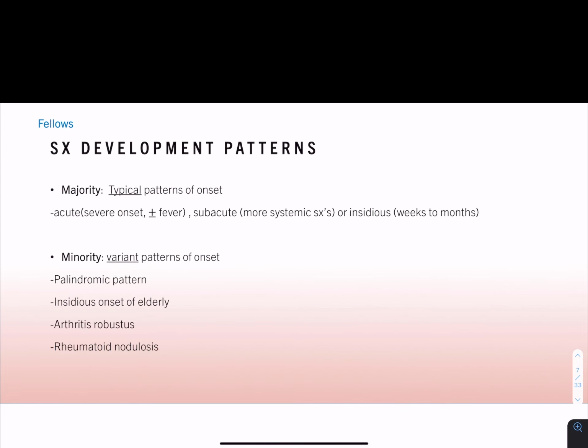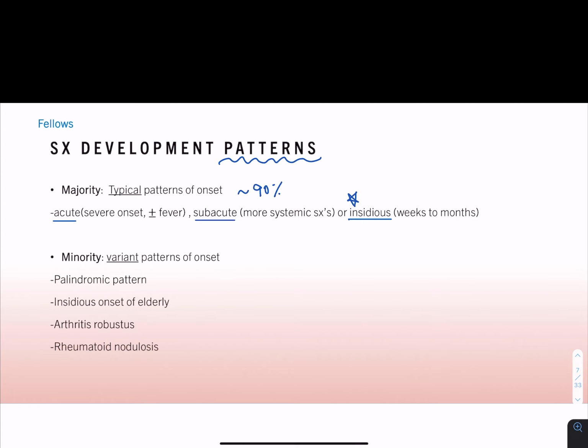Next, let's talk about symptom development patterns. So when we treat rheumatoid arthritis, we could expect to observe various symptom development patterns. About 90% of the time, patients will experience typical patterns of onset, which means they either have acute onset with severe pain, sometimes accompanied by fever, subacute onset with more systemic symptoms, or insidious symptoms that can develop over a period of several weeks to months. Insidious onset is the most common typical pattern you will encounter.